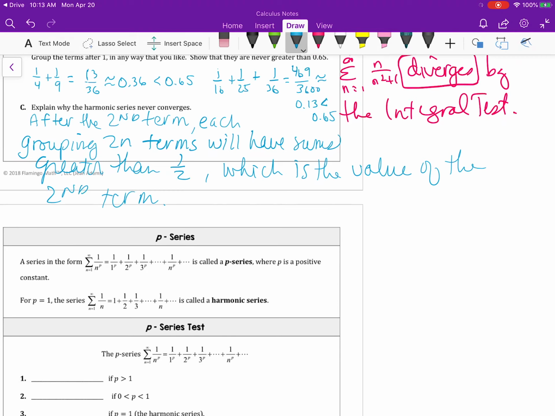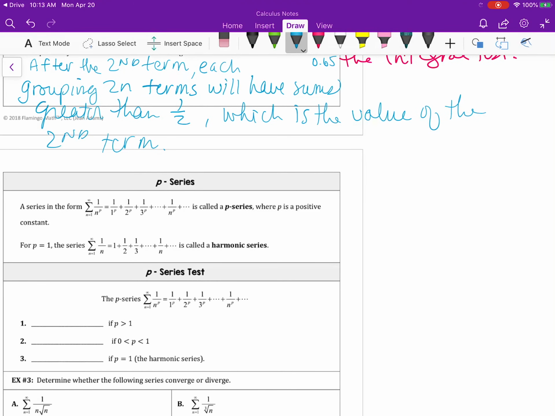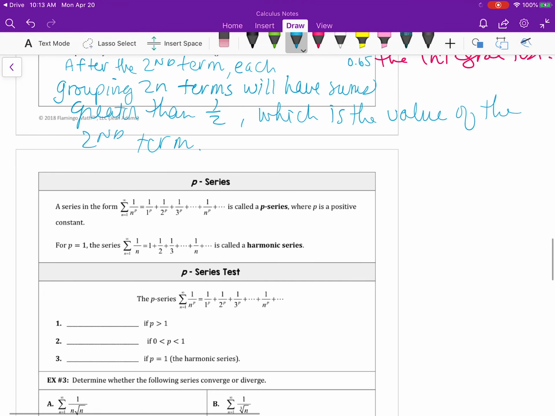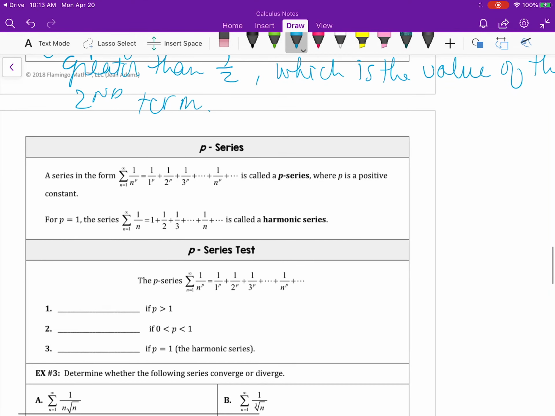They're just getting larger. Do you see what I'm saying? So all of these terms are greater than the value of that one, so it's just getting larger and larger and larger. That's why it's going to diverge. It will not converge, 1 over n. But if you change just one thing, just 1 over n squared, that will converge.